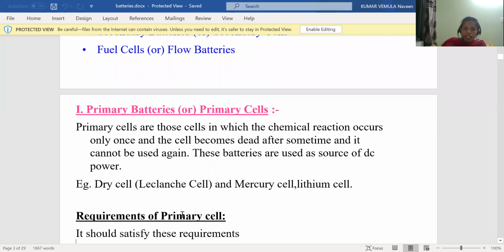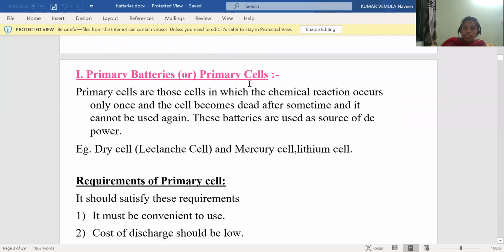Primary cells are those cells in which the chemical reactions occur only once. So here, whatever energy is stored, that chemical energy is converted to electrical energy. And the back reaction is not possible. That means electrical energy is not converted again to chemical energy in the primary battery. That means in these batteries, only the discharging process takes place. There is no recharging like our mobile phone batteries.